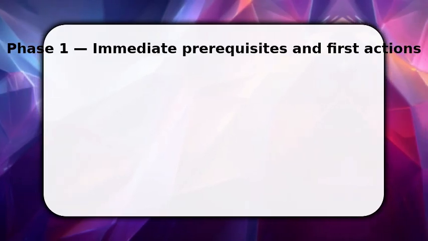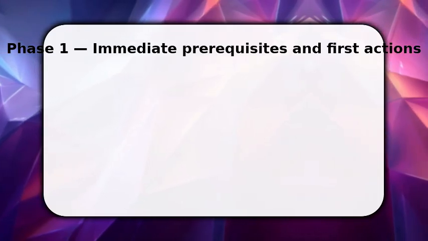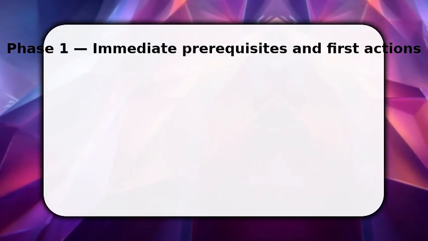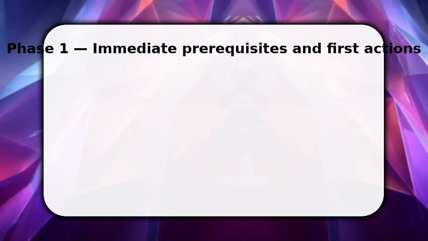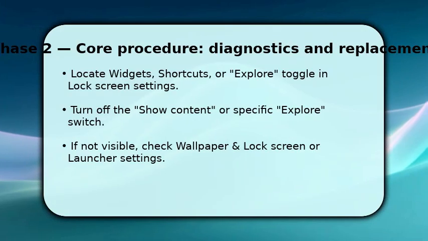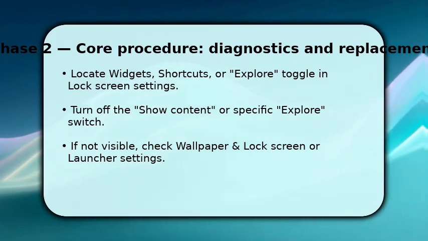Make sure you have Device Admin or Owner Access because some options hide for secondary profiles. Now that you're in Lock Screen options, prepare to locate widgets, shortcuts, or the specific Explore item that appears on some Infinix overlays. Next, focus on the setting that controls that Explore panel. Once inside Lock Screen, look for widgets, shortcuts, or a labeled Explore toggle.